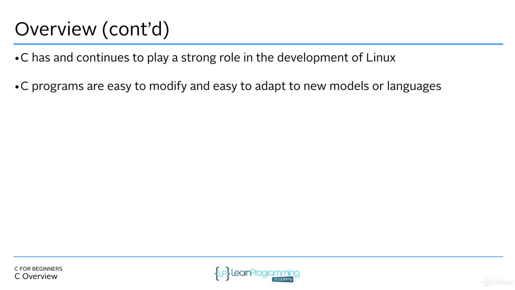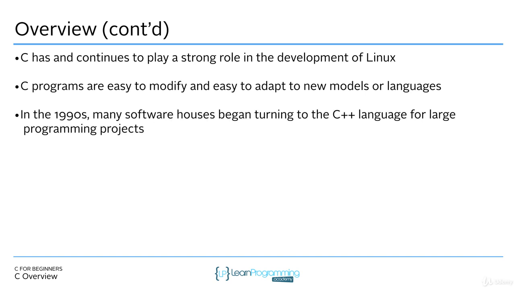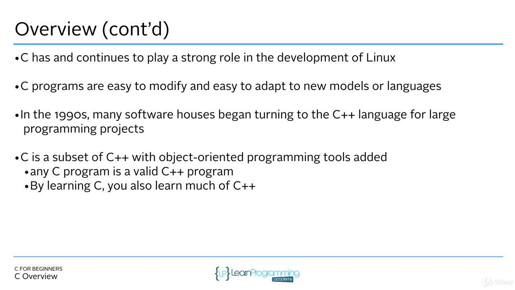I mentioned earlier C programs are high level, and that means they're more or less easy to modify and easy to adapt to new models or languages. Another benefit. In the 1990s, many software houses began turning to the C++ language for large programming projects. Now, you may ask yourself, well, why does that matter? We're learning C, not C++. Well, the reason that matters is because C is a subset of C++.